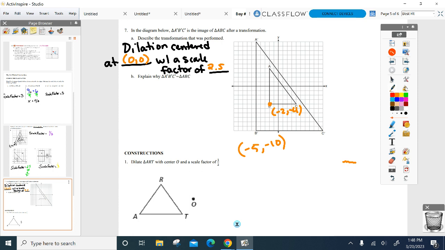And then explain why they're similar now. Part B, why they're similar. Remember we did congruent? A translation is a rigid motion which preserves distance and angle measure. Ergo, the two are congruent. Let's do the same thing for similar. Except now, how am I going to start it out? What did we perform? All right, here we go.